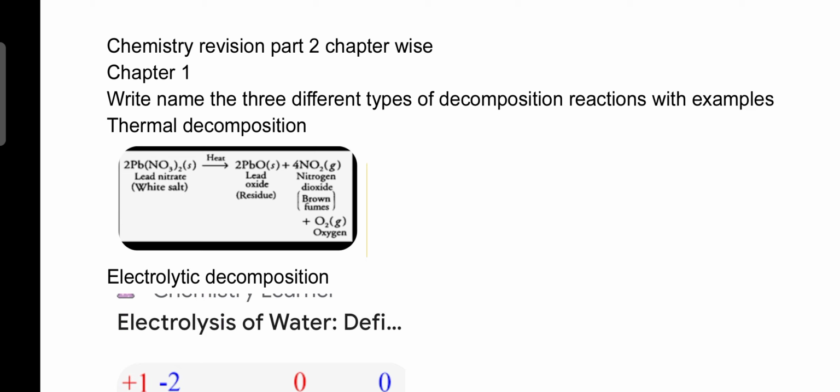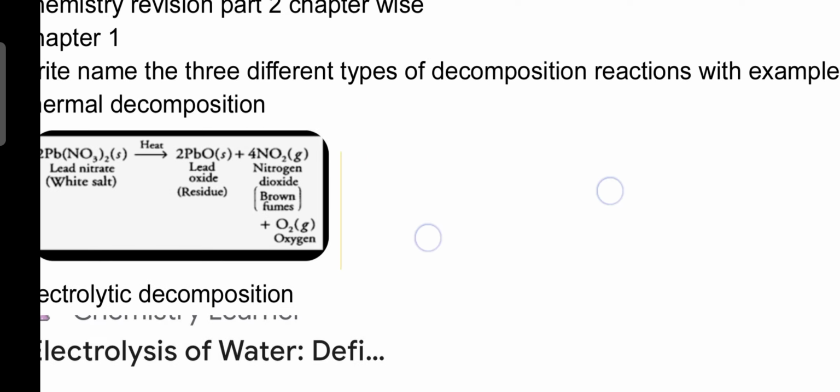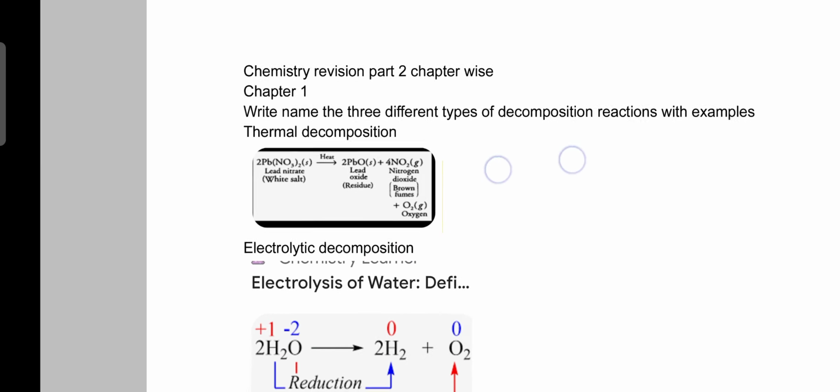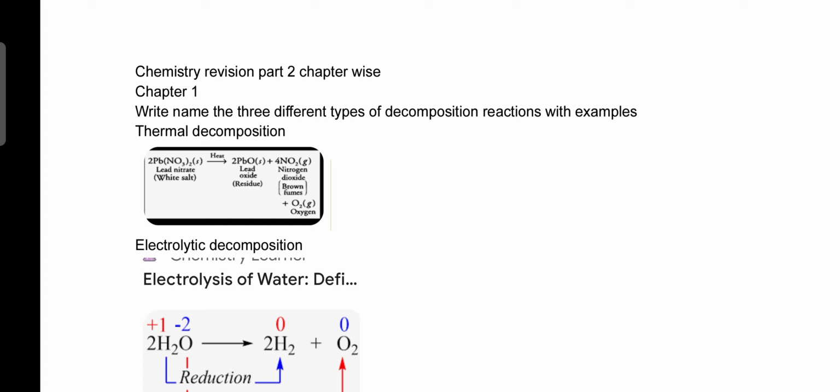With examples, you need to explain these, and the examples must have the balanced chemical equations. The first question will be like, what is decomposition? The decomposition is the chemical reaction in which one substance breaks into two or more substances. The reactant will be only one, the products will be two or more.